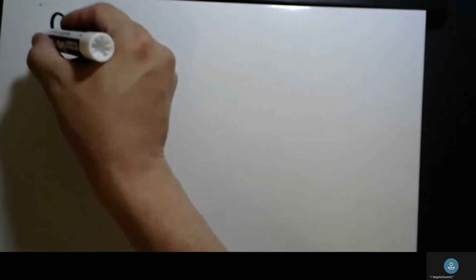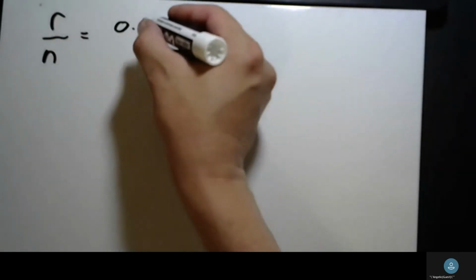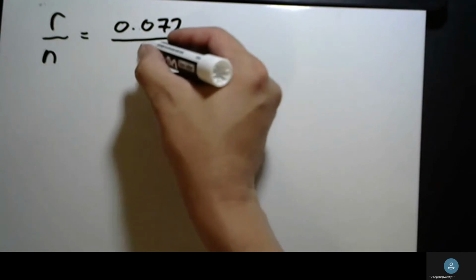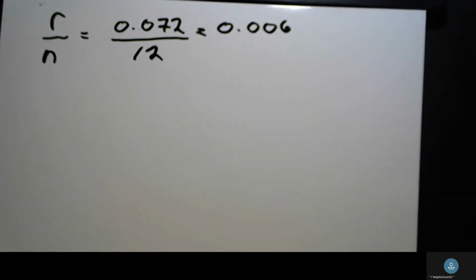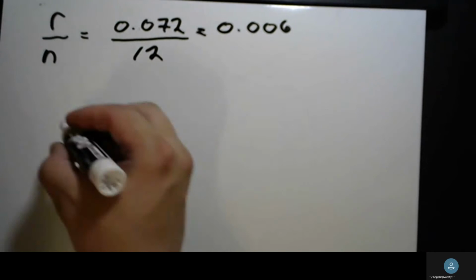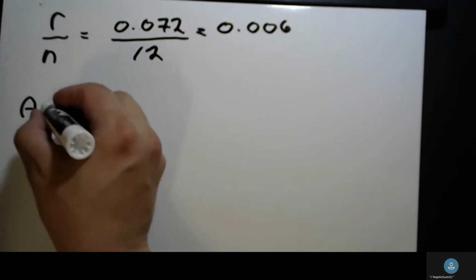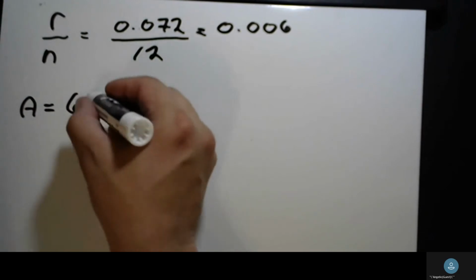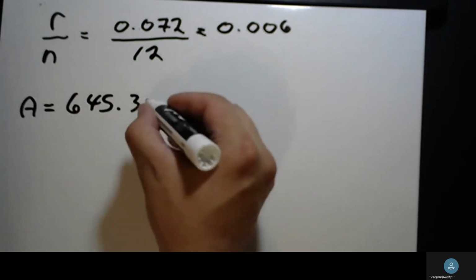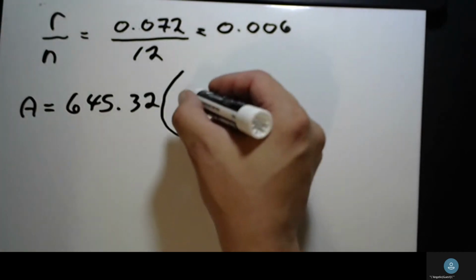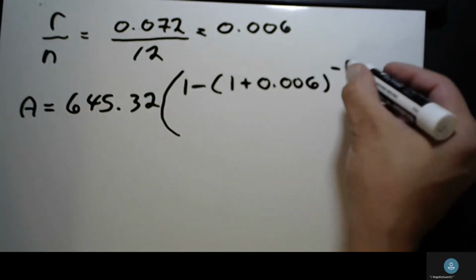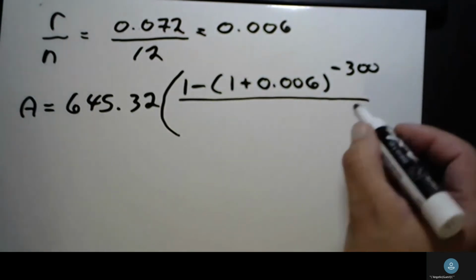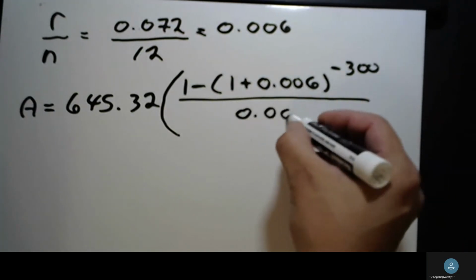So taking a look at the formula, again, we'll use that trick they use in the text. It's kind of a neat trick. R over N, 0.072 over 12, gets 0.006. So our formula, our PMT is 645.32. You have 1 minus 1 plus 0.006 to the negative 300, all of that divided by 0.006.